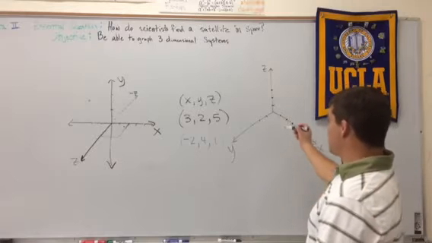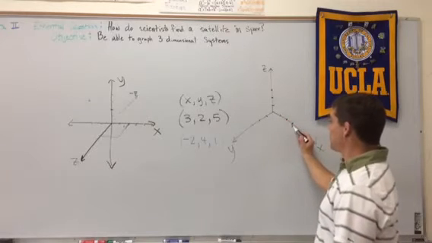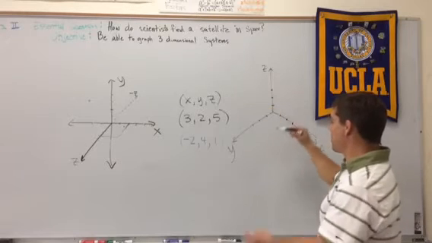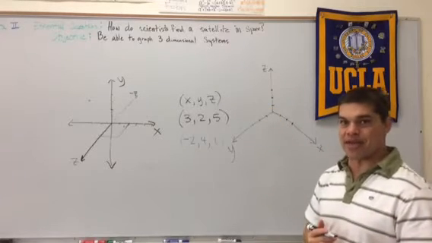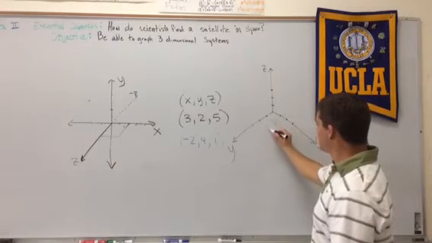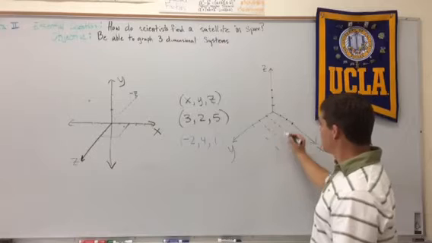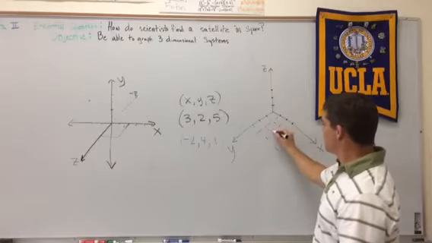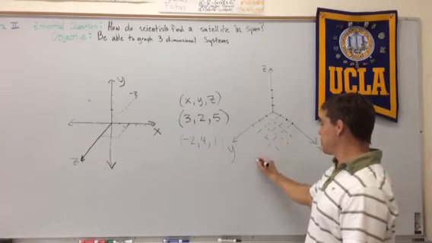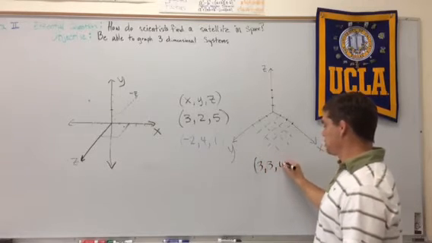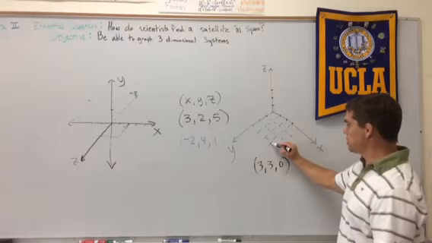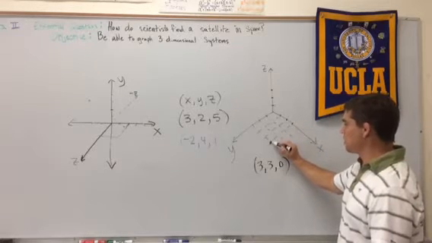And again, we're going to go positive x, positive y, positive z, go up. And we're at a point in space. So if I'm at 3, 3, we've got to imagine this is a grid. All the lines run parallel to each other. I'm going to go to 3, 3, 0. 3 in the x direction, 3 in the y direction, 0 in the z direction. There we are.